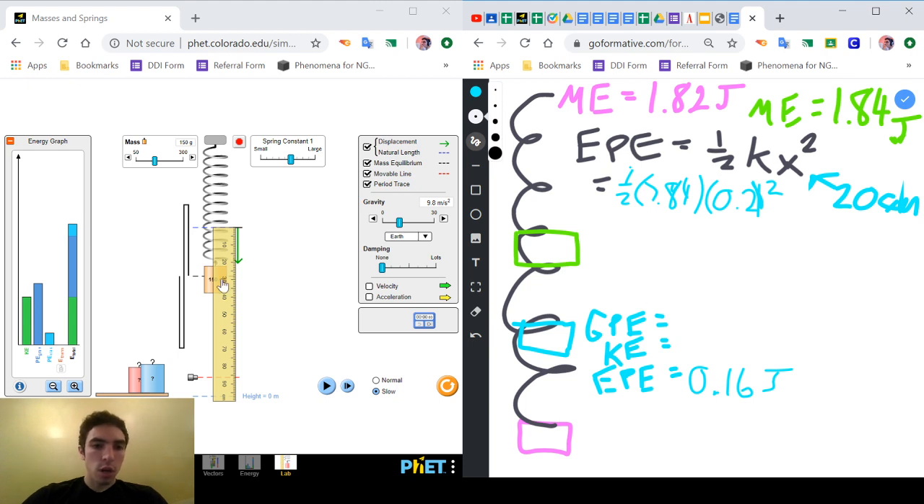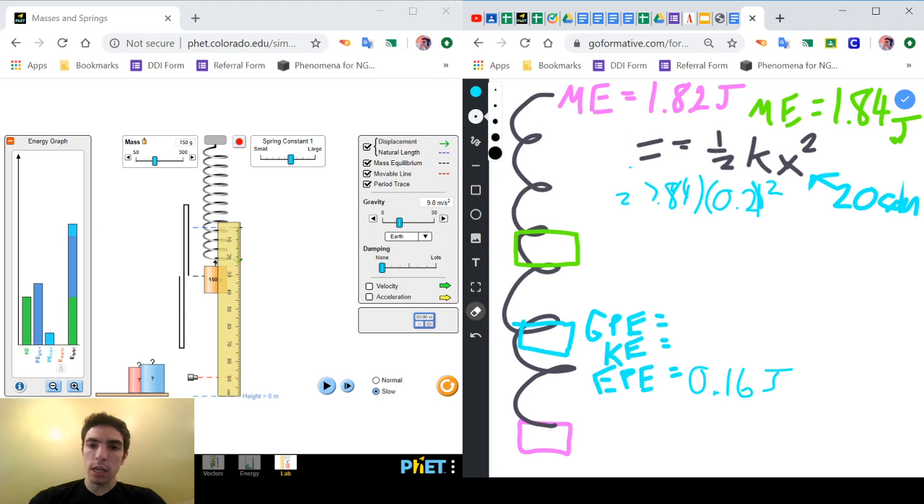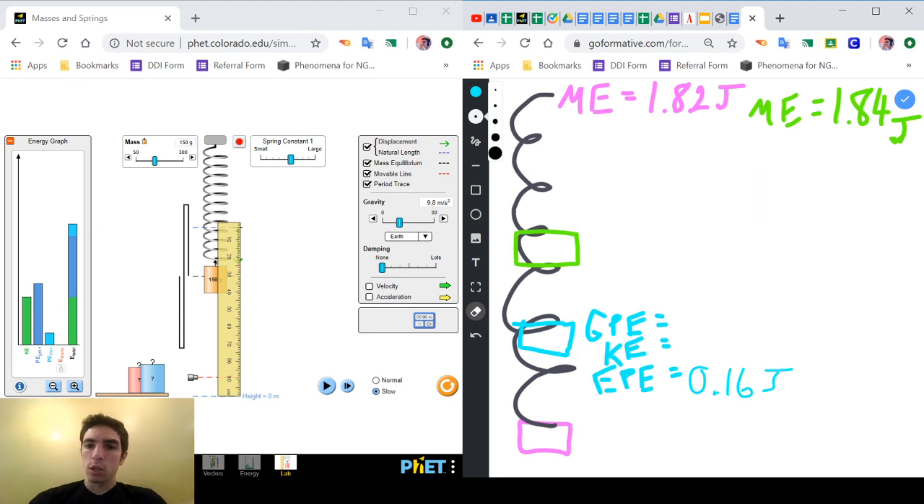Now let's do the same thing that we've been doing to get our gravitational potential energy, which means we're going to need to measure a height, because our gravitational potential energy equation is just mgh, mass times gravity times height. So I know the mass still. I know gravity on Earth is 9.8, but I don't yet know what that height is.